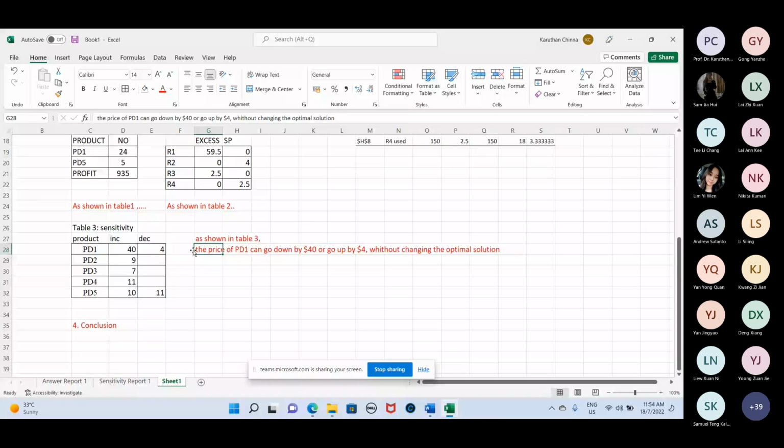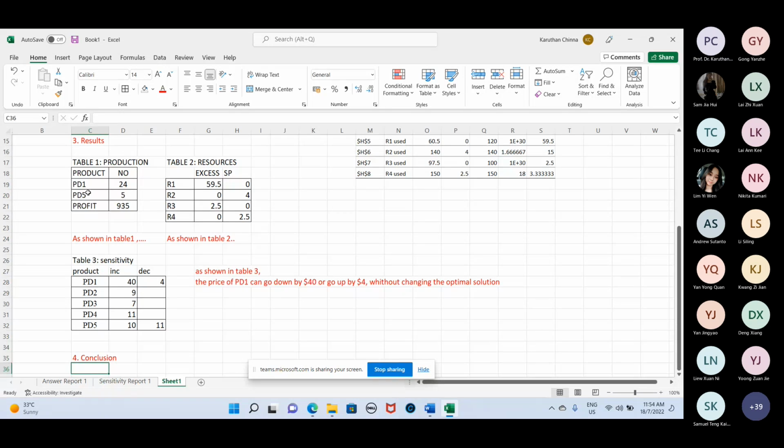Conclusion. So we suggest this company produces 24 PD1, 5 PD5. And the total profit will be 93,935. Just summarize whatever is written here into a few statements. The resources, these two resources will be in excess. These are shadow prices for these two products, these two resources. The price changes can vary by how much. That's all.